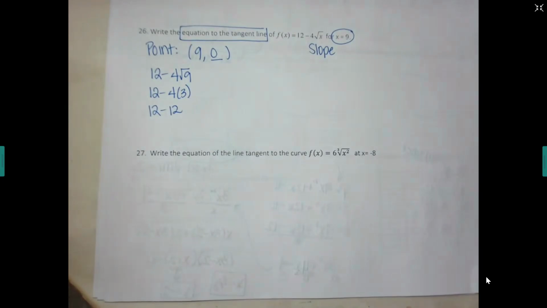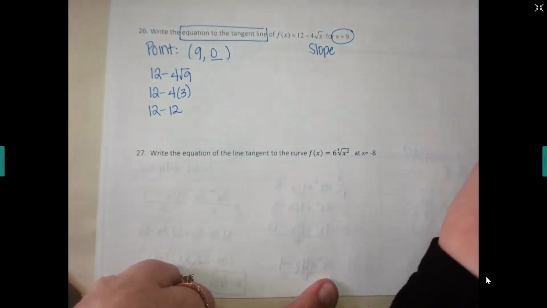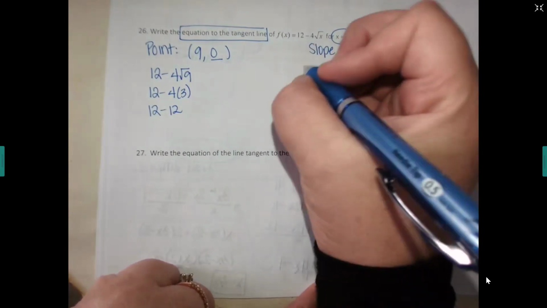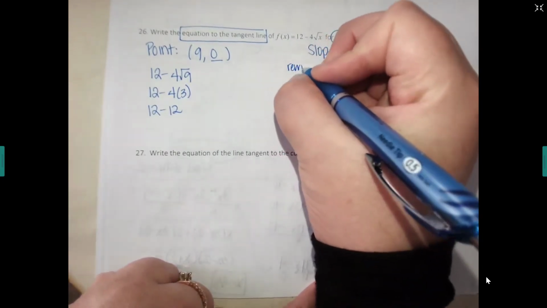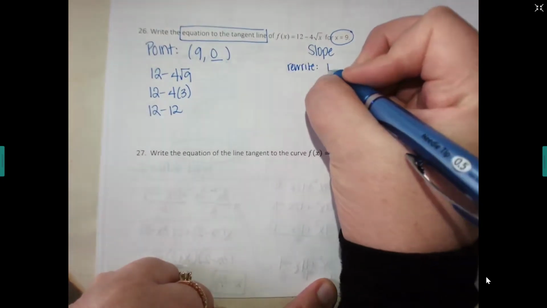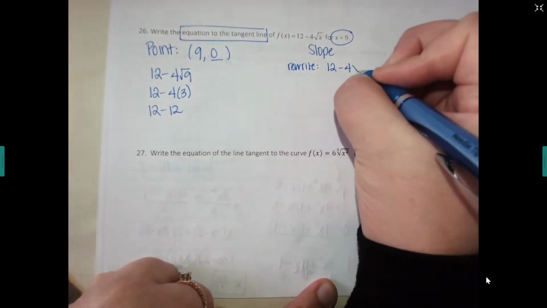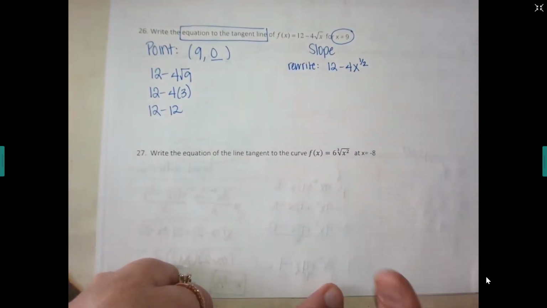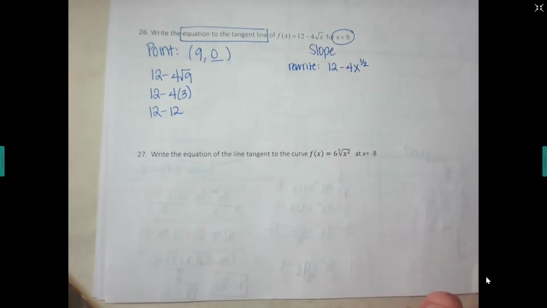Next thing I need is my slope, which is going to require me to take the derivative. Will I need to do a rewrite? Yes. What's going to need to be rewritten? The square root. So it's 12 minus 4 x to the half. Remember, things that require rewrite are x's in roots and x's on the bottom. If it doesn't have one of those, you shouldn't have to rewrite. So roots and x's on bottom.